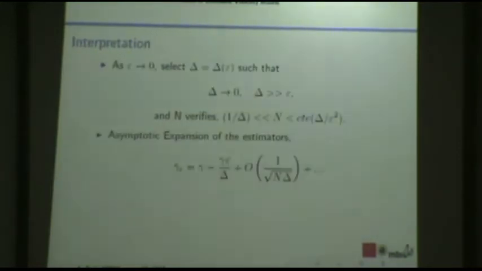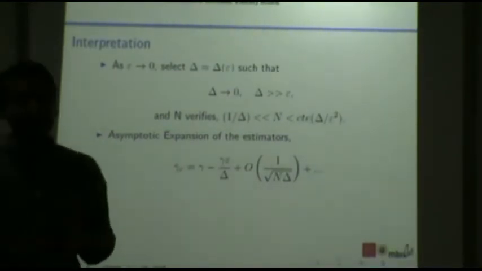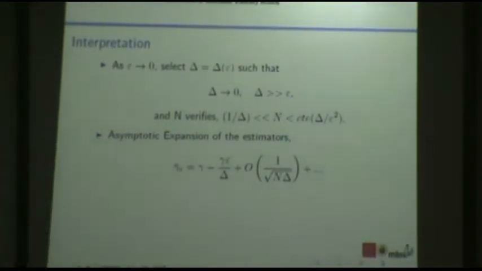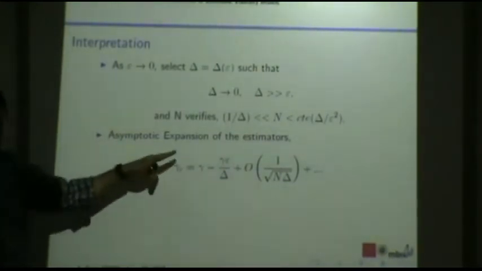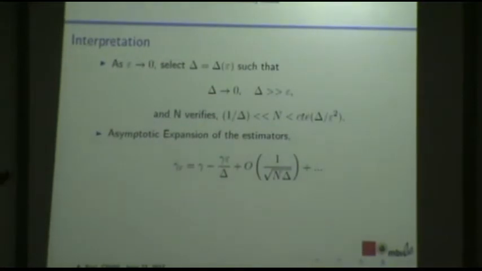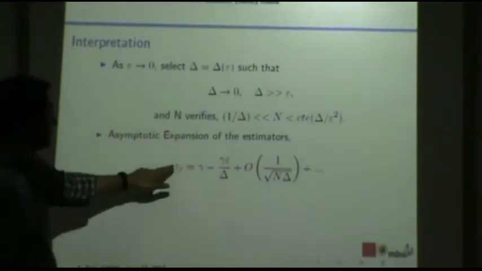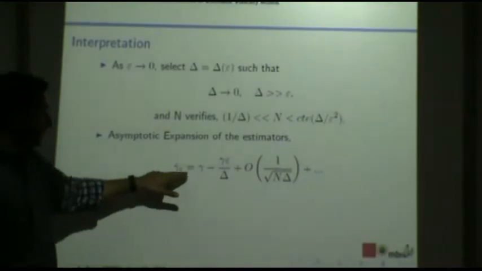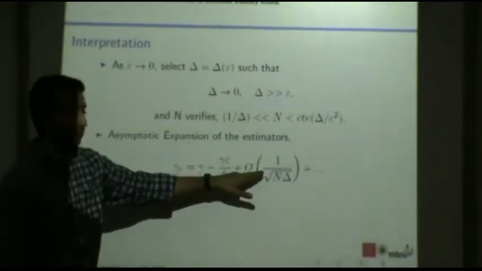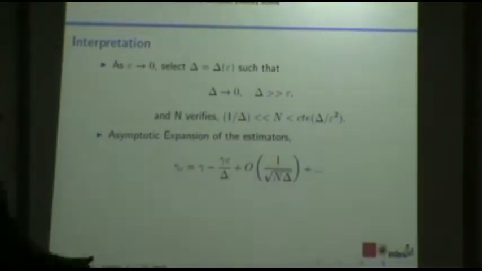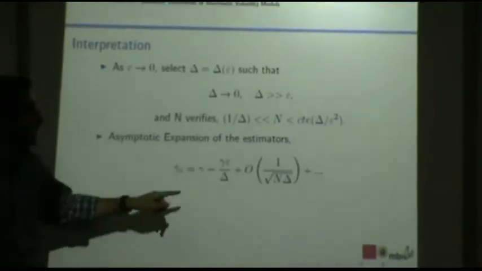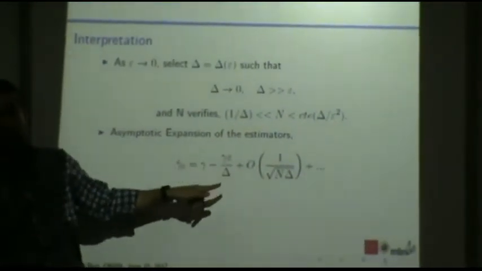Okay, so what's the interpretation? What could be the numerical recipe that we can provide based on that previous theorem? One thing that we can derive is the following asymptotic expansion for the parameter estimator. So the estimate of gamma has this bias, which is due to finite and discrete samples, the classical term, 1 over square root n delta. But additionally, it has this bias of epsilon over delta.